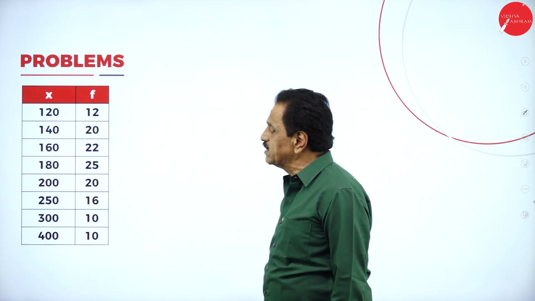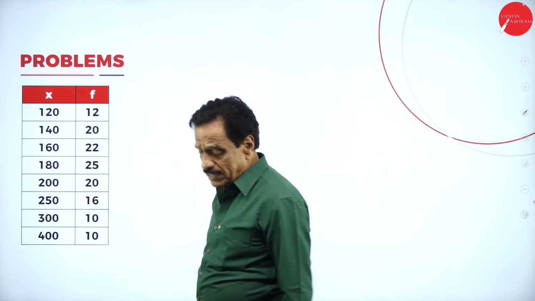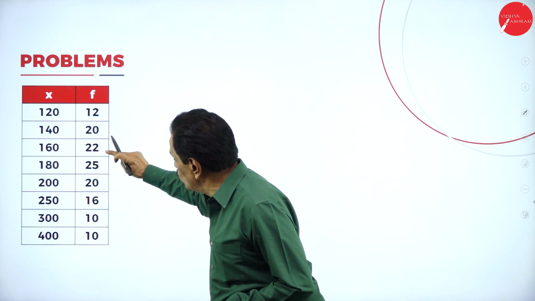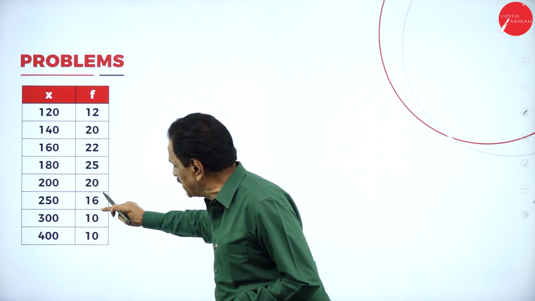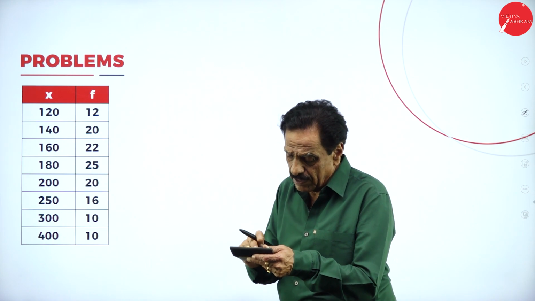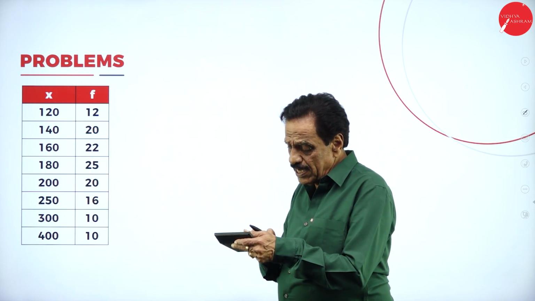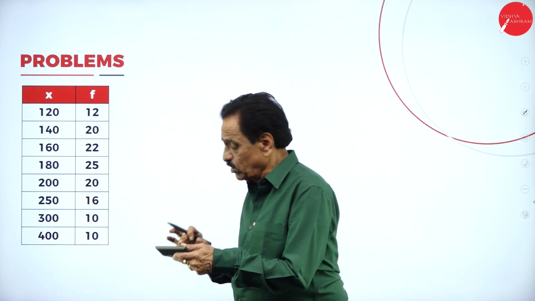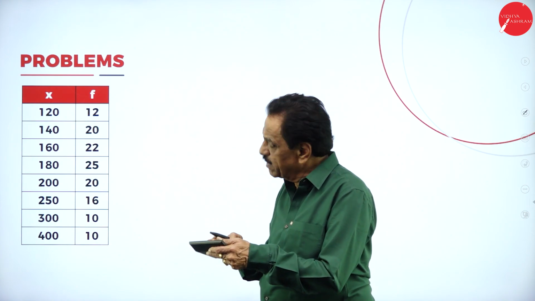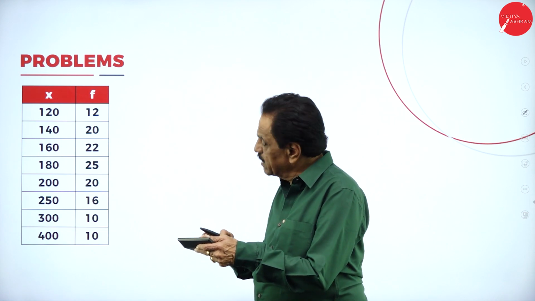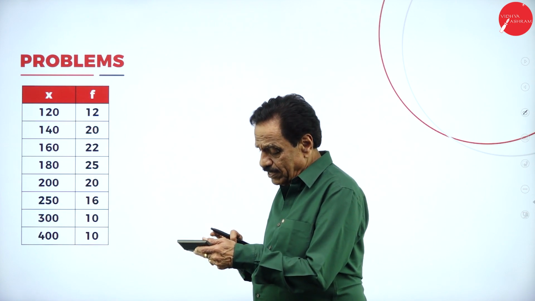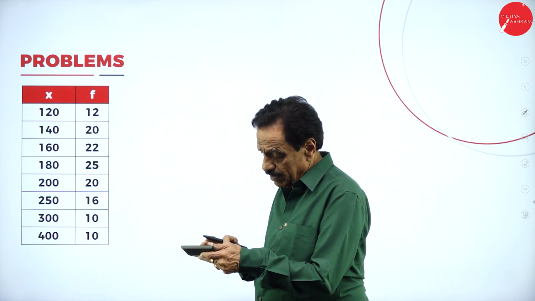120, 140, 160. Say your frequencies are 12, 20, 22, 25, 20, 16, 10, 10. We'll go one by one. What is the first number? 12 plus 20 plus 22 plus 25 plus 20 plus 16 plus 10 plus 10.